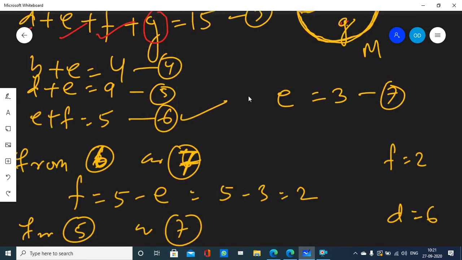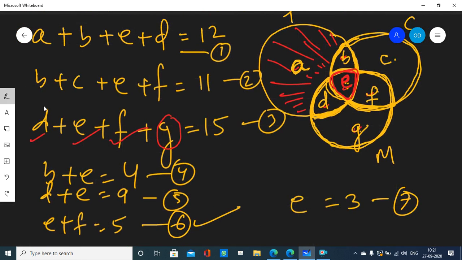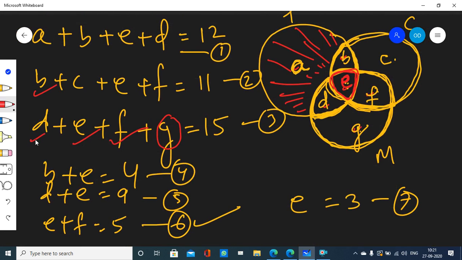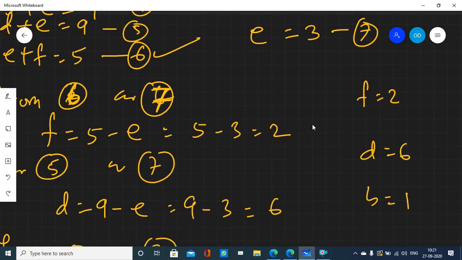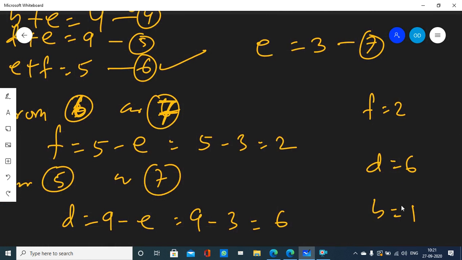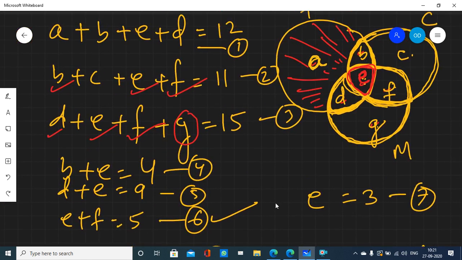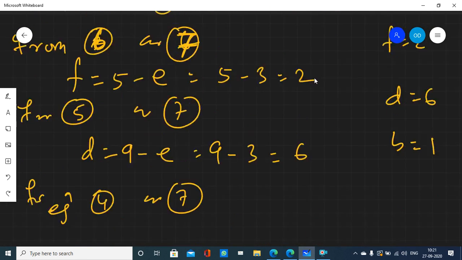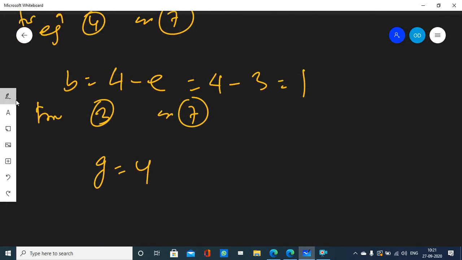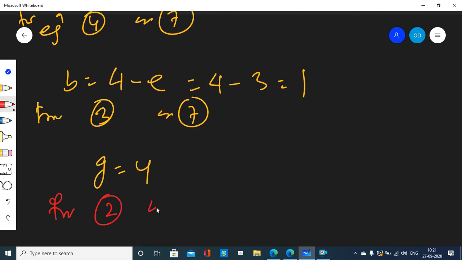Okay. Similarly, let's move on to the previous equation 2. Here you see, you know the value of B, the value of E, and the value of F. Can you find the value of C? Of course you can, right? E is 3, F is 2, B is 1. B plus F plus E: 1 plus 2 plus 3 is 6. The total is 11, so 11 minus 6 is 5. So C is equal to 5, right? From 2 and 7.